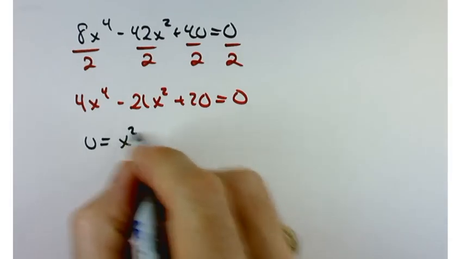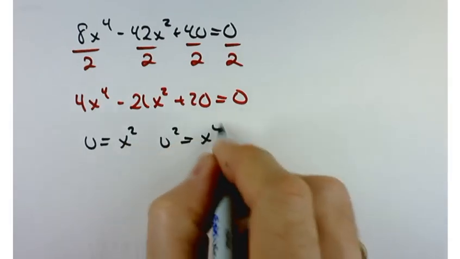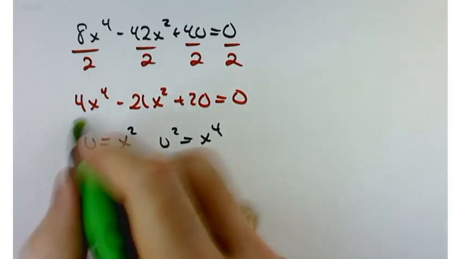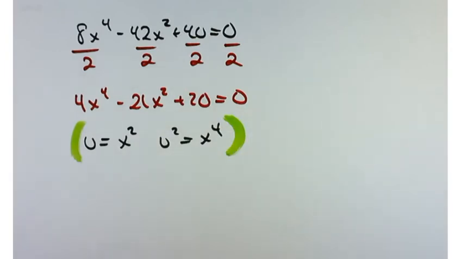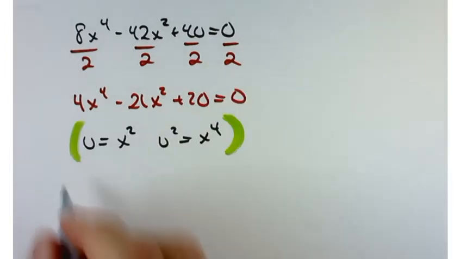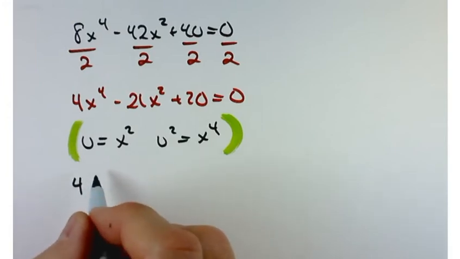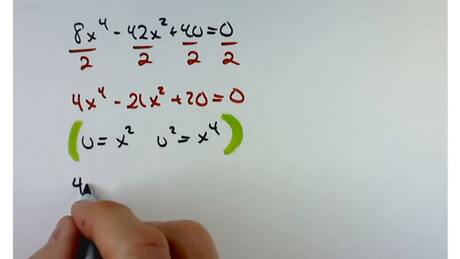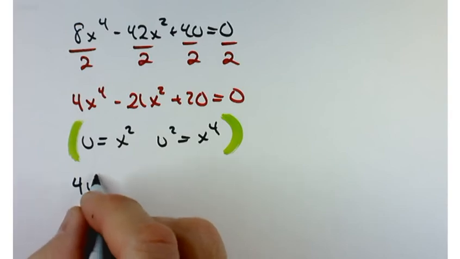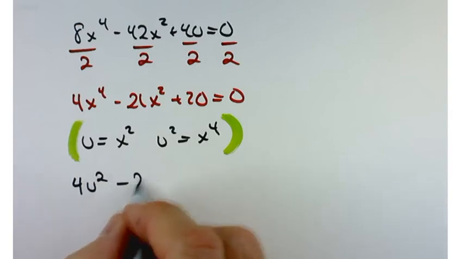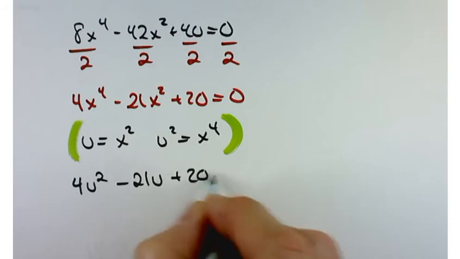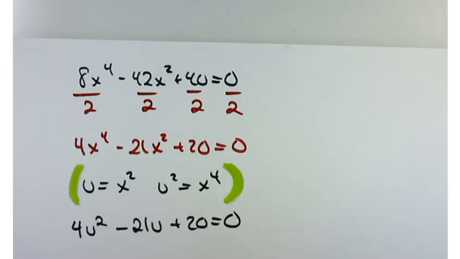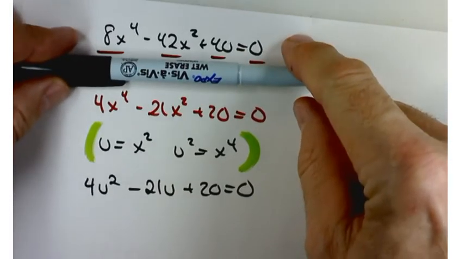Yep, u equals x squared. U squared equals x to the fourth. Steve, with these substitutions, what's my equation become? What's my new equation when I substitute those in? 4u squared. Good. So solving this looks a little bit friendlier than what we started out with, which was this above here.